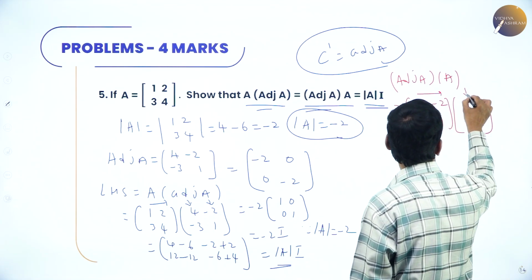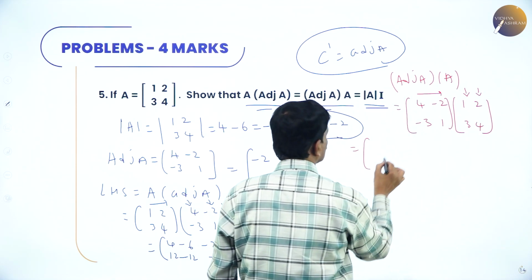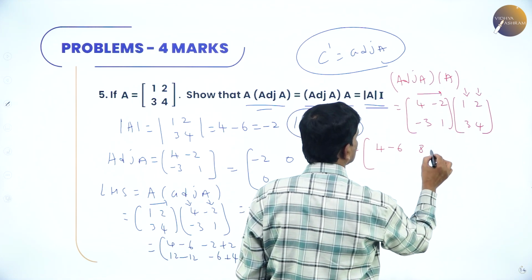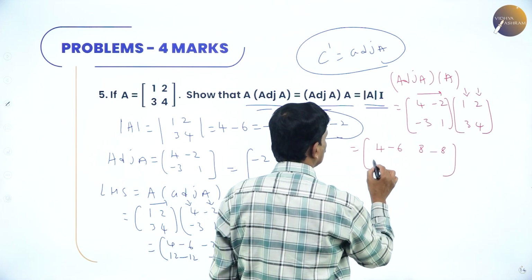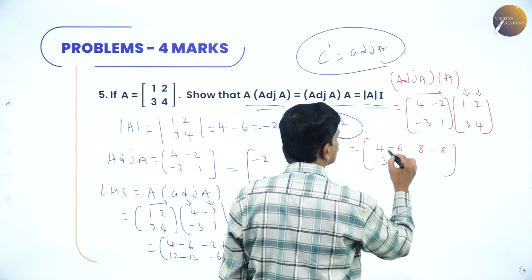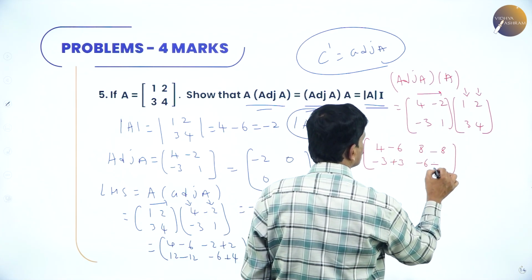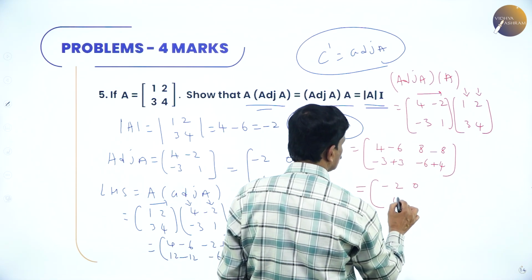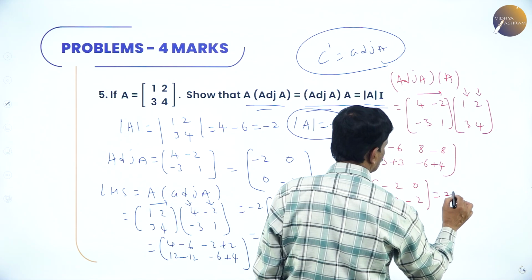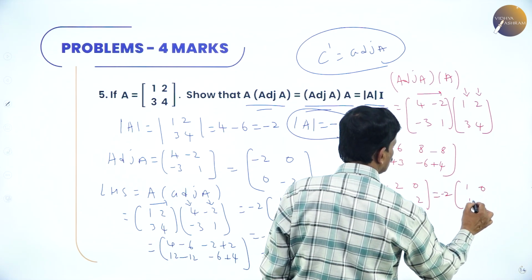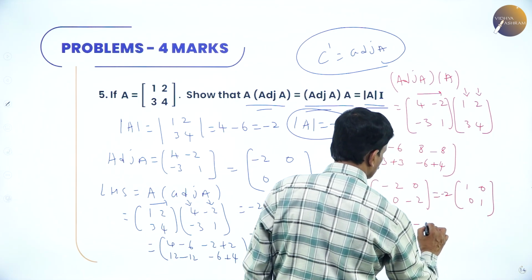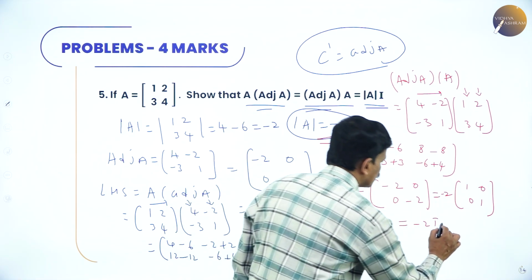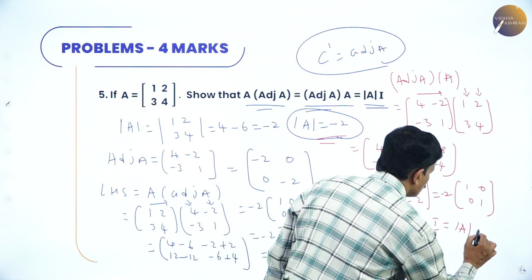So first row, first column, second column. This is equal to 4 ones are 4, minus 2 threes are 6, 4 twos are 8, minus 2 fours are 8. Again, minus 3 ones are 3, plus 3 ones are 3, minus 3 twos are 6, plus 4. This is equal to 4 minus 6 is minus 2, 0, 0, minus 2. What is this equal to? Minus 2 into [1, 0; 0, 1]. That is minus 2 into I. Since minus 2 is nothing but determinant of A, this is determinant of A into I.